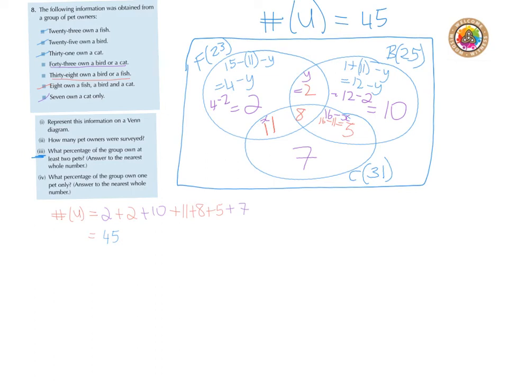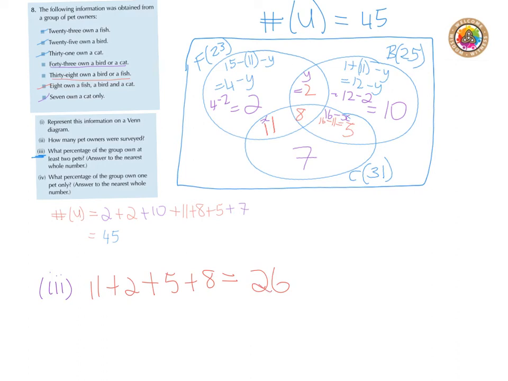Okay, part 3 said, what percentage of the group own at least 2 pets? So the area where we have at least 2 pets, well, these people here have 2 pets, they have a fish and a cat. Here these people have 2 pets, a fish and a bird, and these 5 also have 2 pets, they have a bird and a cat. And these 3 here, they have 3 pets. So we'll be adding all those bits together. So part 3, we're adding 11 plus 2 plus 5 plus our intersection of the 3 sets plus 8, and that's going to give us 26.